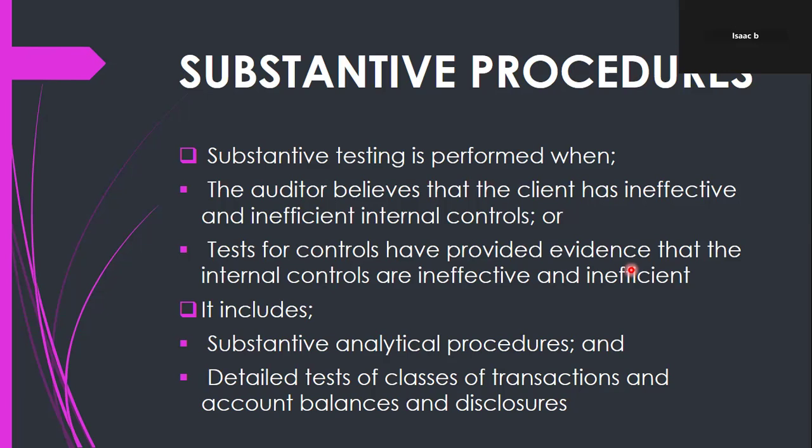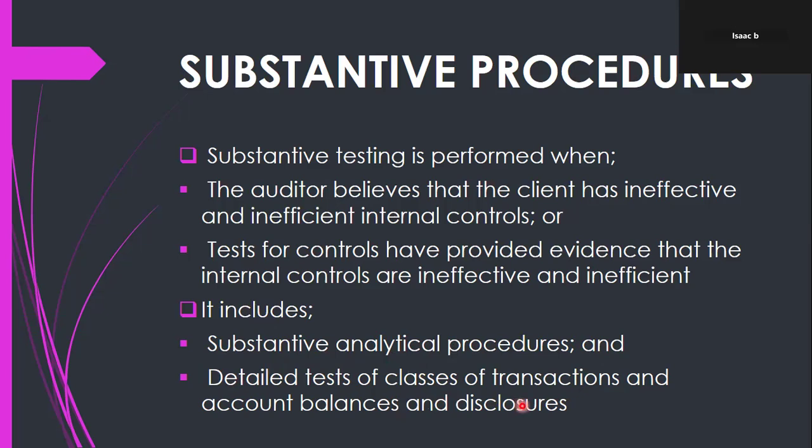Then if we test the controls, at face value we believe the controls are working, then we carry out a test for those controls. And in the process of testing the controls, we discover that those controls are ineffective and inefficient. Then we can also carry out substantive testing. So substantive testing includes substantive analytical procedures, and substantive analytical procedures, again, is just comparing whether statistically or non-statistically. Substantive analytical procedures and detailed tests of classes of transactions and account balances and disclosures.